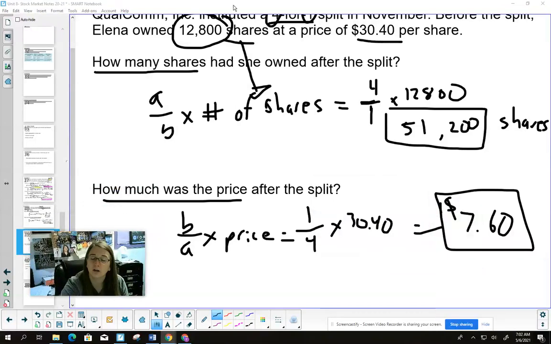So again, on your homework, read very carefully. It's very, very, very easy to get stuff jumbled up. Check your fraction is correct. Check you're using the right formula for if they're asking for shares, if they're asking for price. Just read. That's all I can tell you to do.